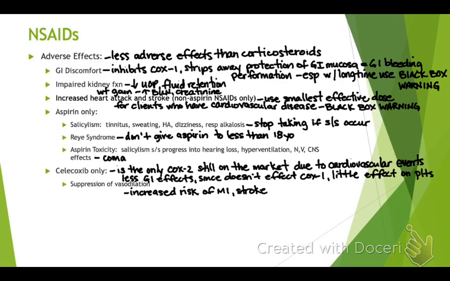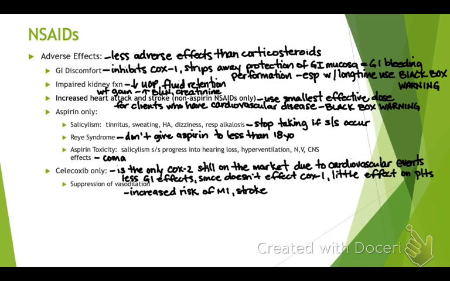Now with celecoxib only, it is the only COX-2 that's still on the market due to the cardiovascular events. Less GI effects since it doesn't affect the COX-1, but little effect on the platelets. It does have a suppression of the vasodilation, so it does have an increased risk of MIs and stroke. And that's why celecoxib is the only COX-2 NSAID that is still on the market.